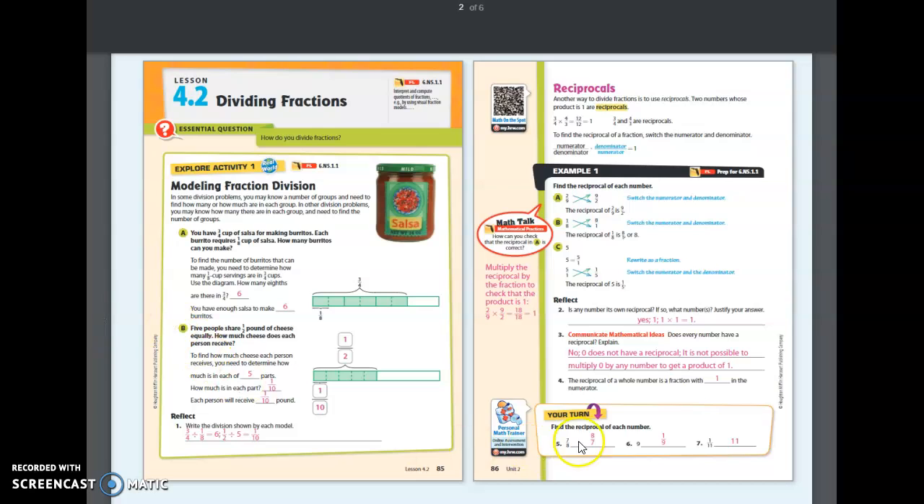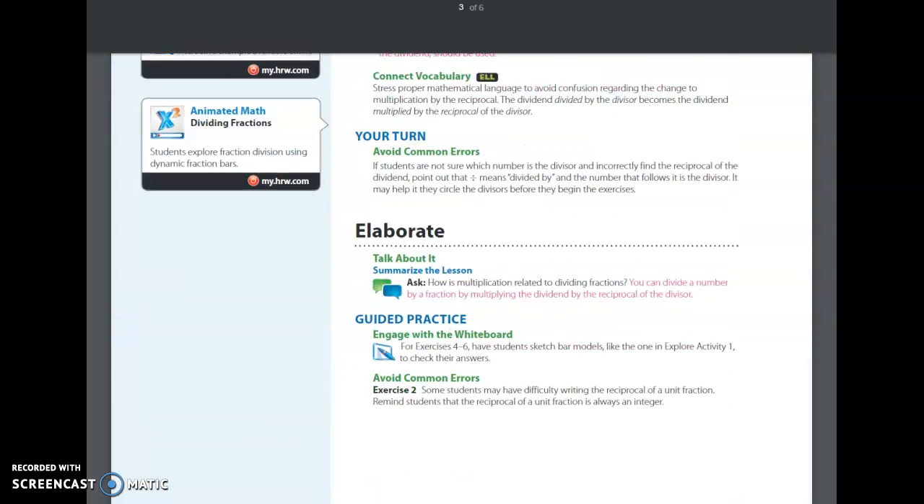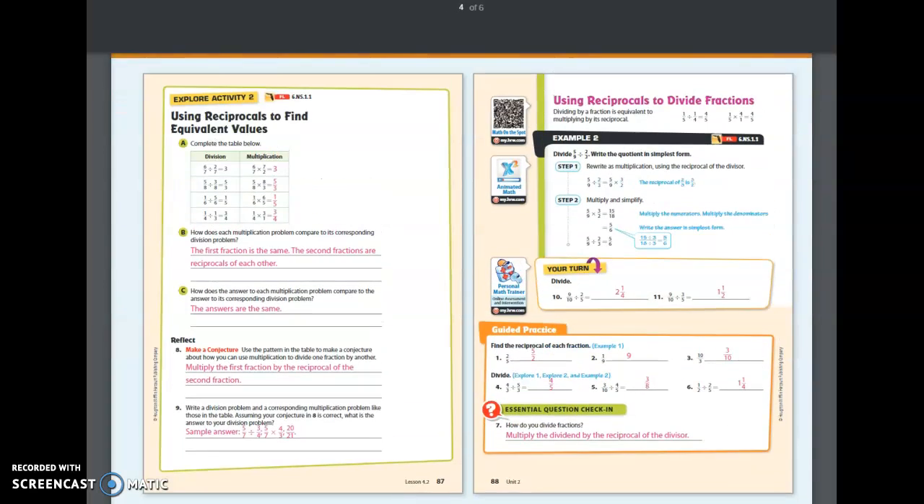Find the reciprocal of each number. So again, I'm flipping it to become from 7/8 to 8/7, from 9/1 to 1/9, and from 1/11 to just 11. In Explore activity number 2, you're using reciprocals to find equivalent values. So in division, you can see here the difference between division and multiplication. In the charts, you're completing the table to just show the pattern. And then how does each multiplication problem compare to its corresponding division problem? Well, the first fraction is the same. The second fractions are reciprocals of each other.